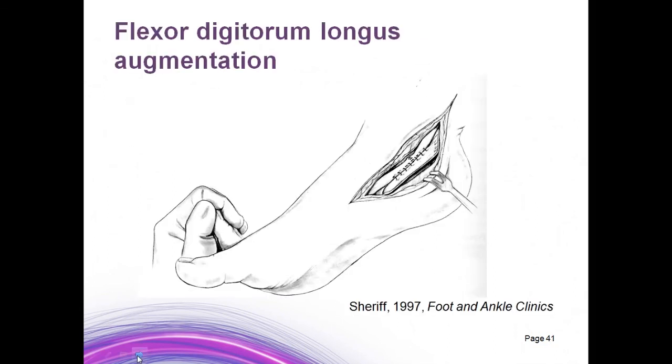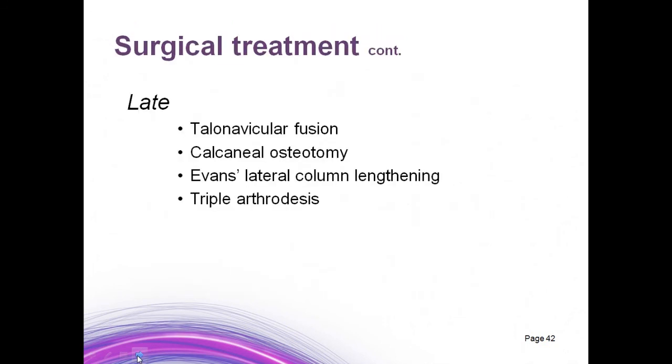So here we have someone who has had their flexor digitorum longus augmented to the tibialis posterior tendon. So effectively, when the FDL contracts, it will now have a greater ability to supinate the foot and also resist pronation of the foot. Later on in the disease process, so getting into a serious stage 3, the talonavicular joint is often fused. The calcaneus may have a wedge removed from it, so the heel can be realigned.